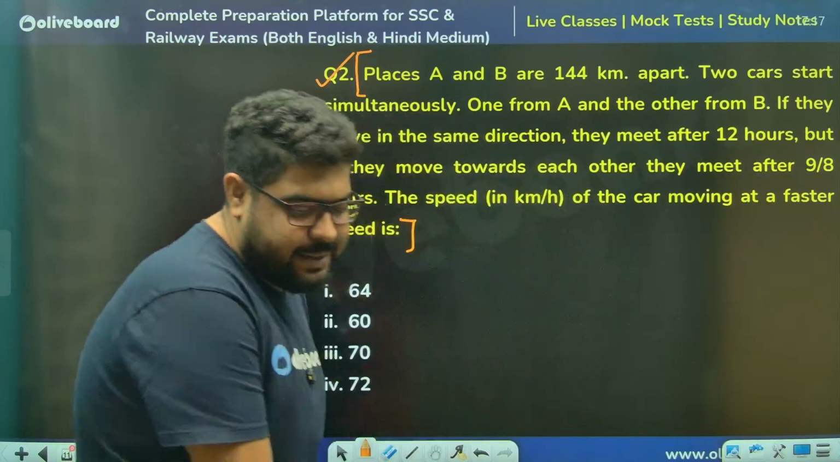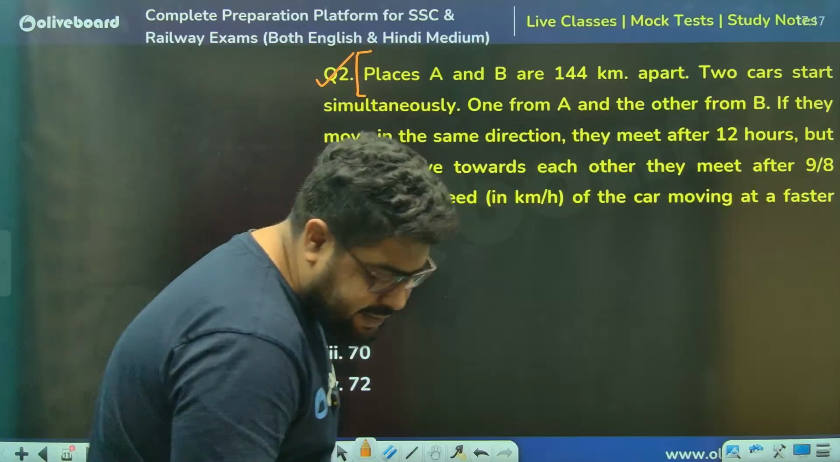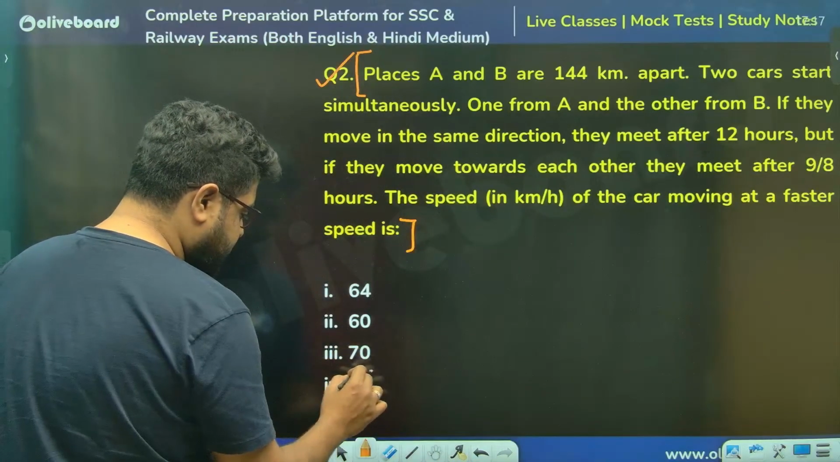Deepak has given us some answer. Very good, Deepak. Very, very good, brother. Deepak is saying 70. Deepak is saying option 3.